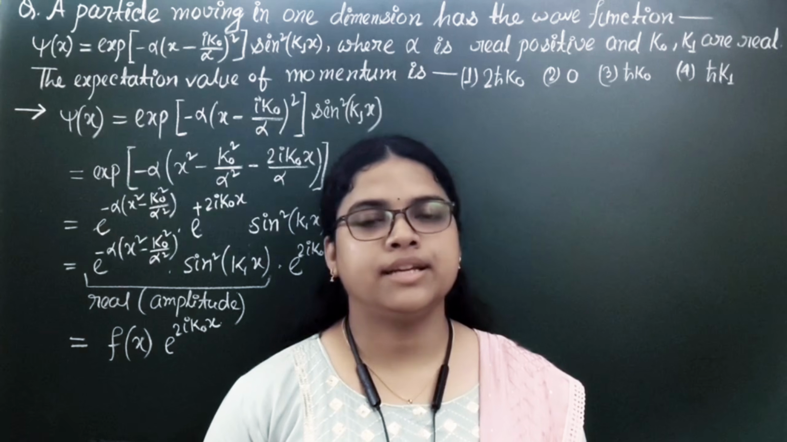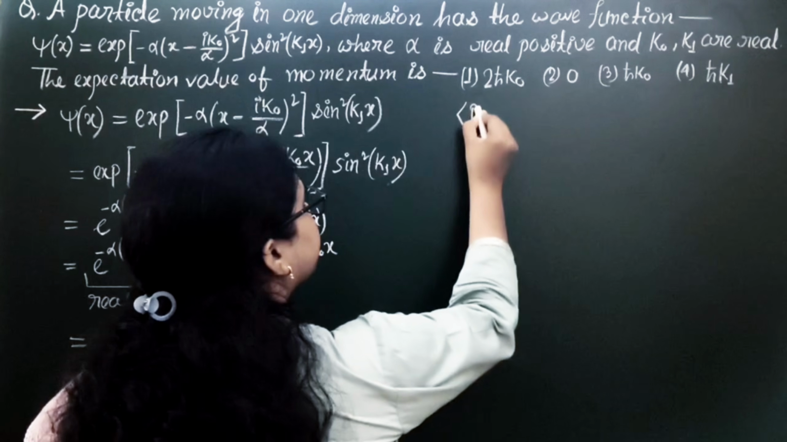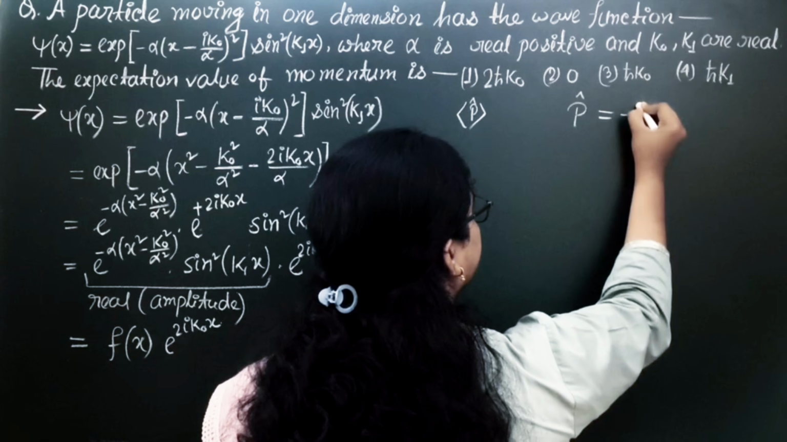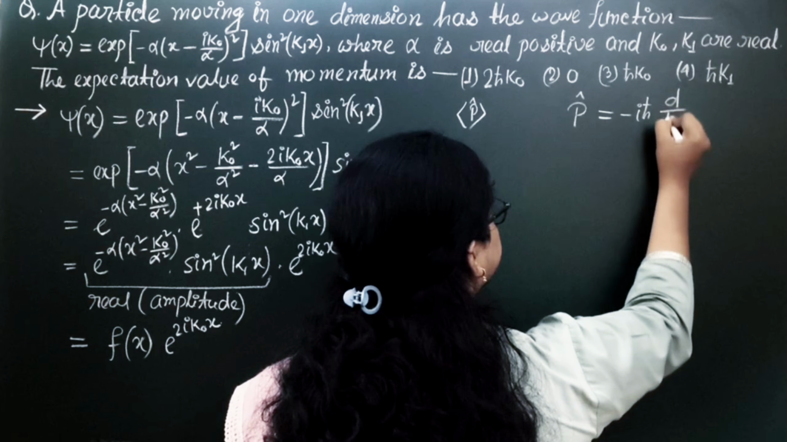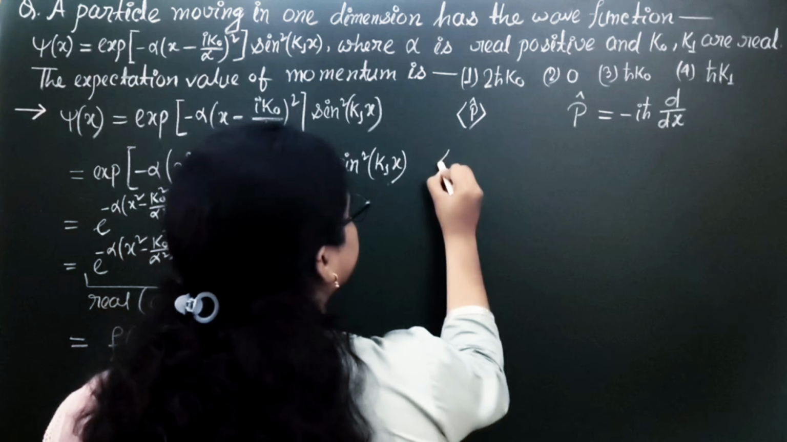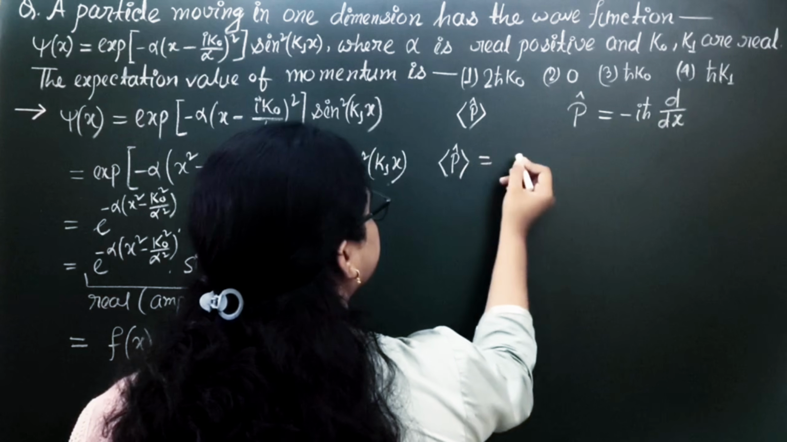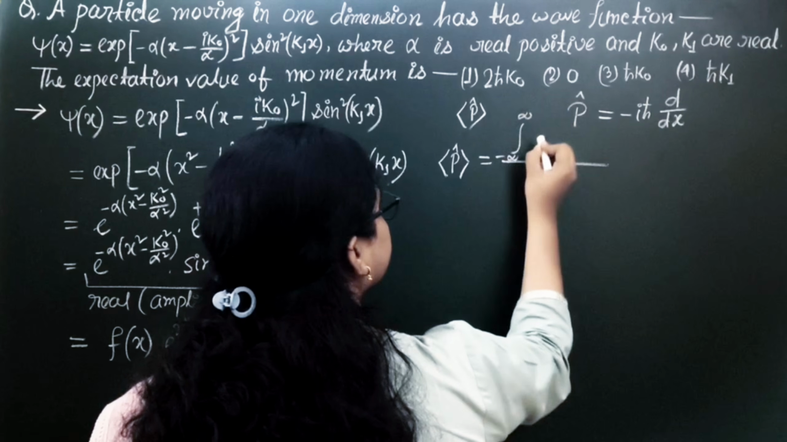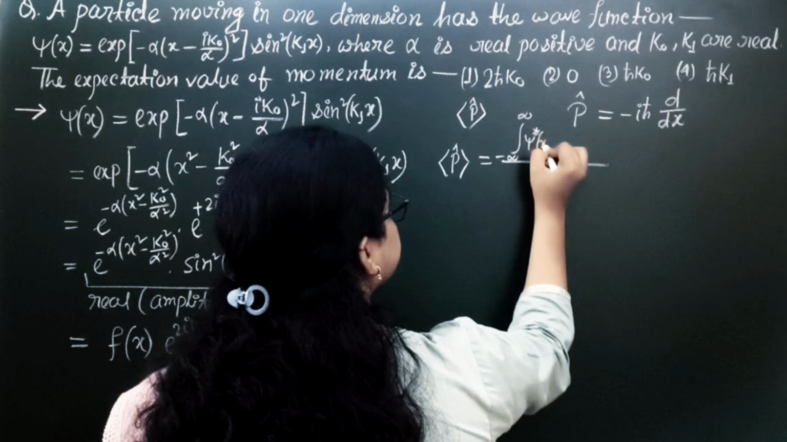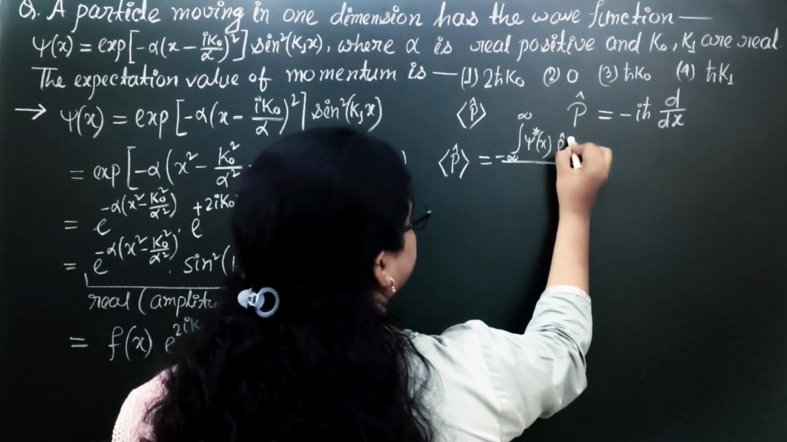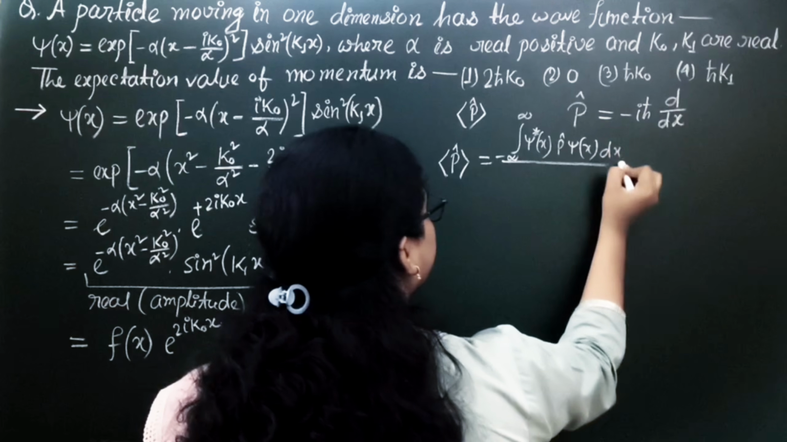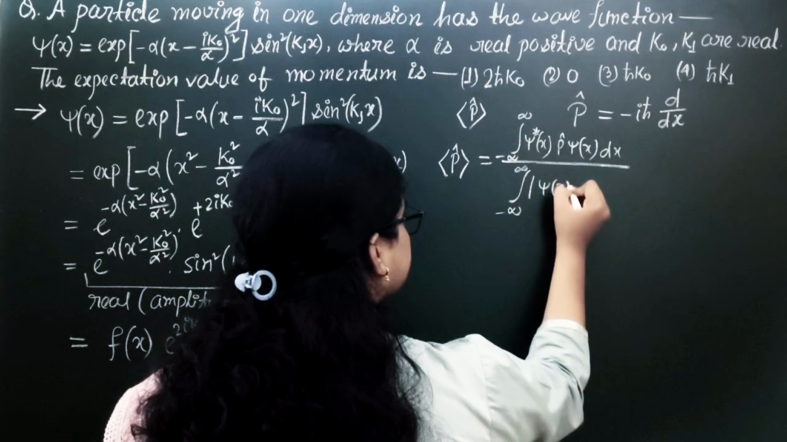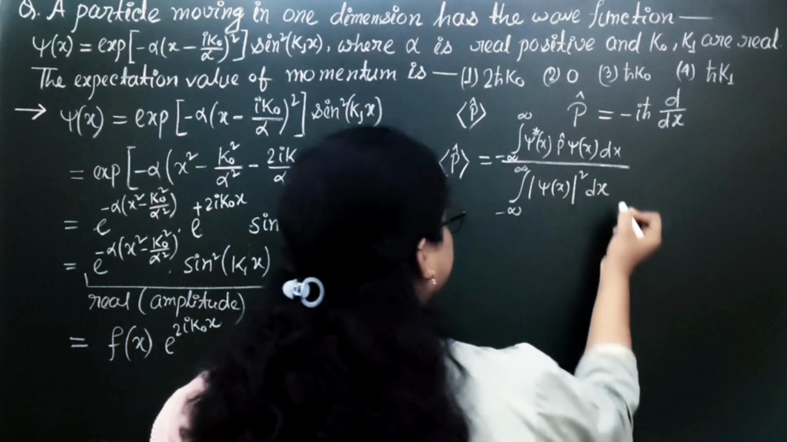Now we have to calculate the expectation value of the momentum operator p, and the momentum operator in quantum mechanics is given by minus i h cut d/dx. So the expectation value of p will be the integral from minus infinity to plus infinity of psi star x, p operator, psi x dx, and the integration from minus infinity to plus infinity of mod psi x square dx for normalization.